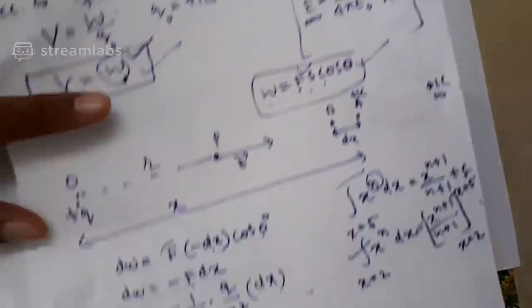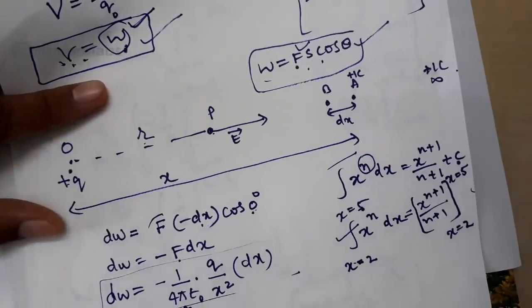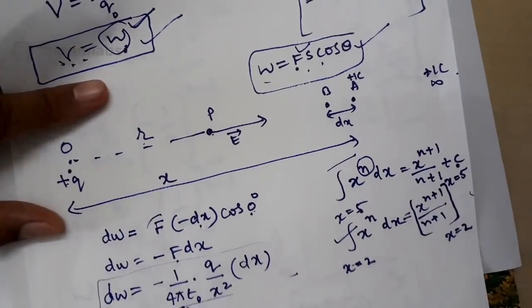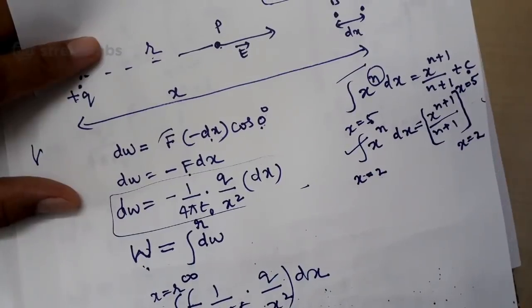If you use the same logic for all the dx, do you think that dw's are the same? Obviously not. Dw's are different. So I should take dw1, dw2, dw3 like that. Then, when you talk about total work done, since work done is a scalar, I should go for a summation: dw1 plus dw2 plus dw3 like that.